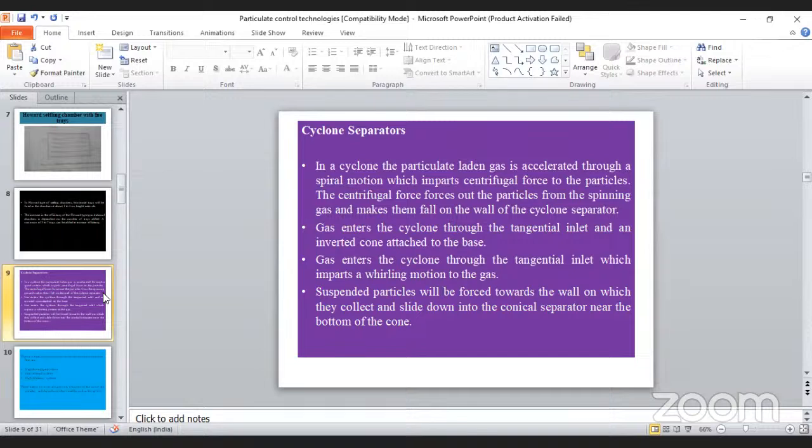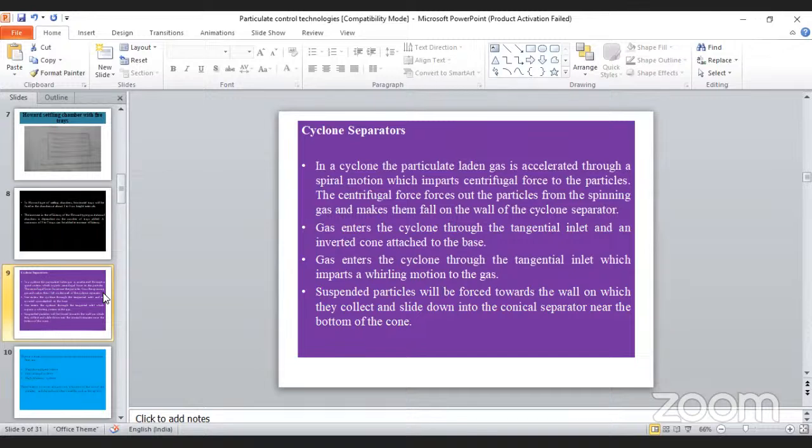Then what will happen? The gas enters the cyclone through the tangential inlet, and an inverted cone is attached to the base. The gas enters the cyclone tangentially, which imparts a whirling motion. Suspended particles will be forced toward the walls, where they collect and slide down into the conical section near the bottom. So whatever particles slide down the wall, over a period of time, continuously while the unit is running, those particles will be falling to the bottom only. Then there is continuous gas flow, continuous motion, continuous settling, and continuous falling of particles.